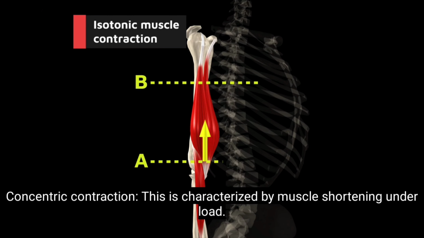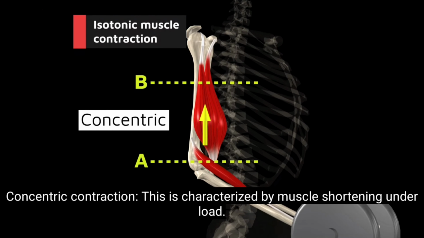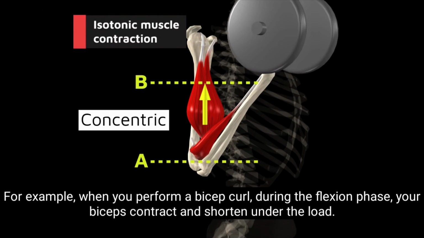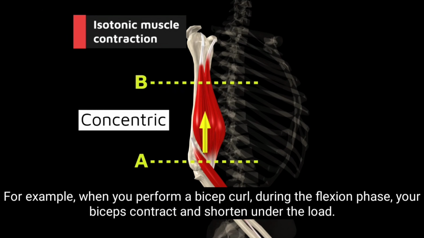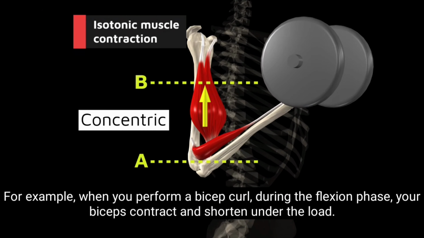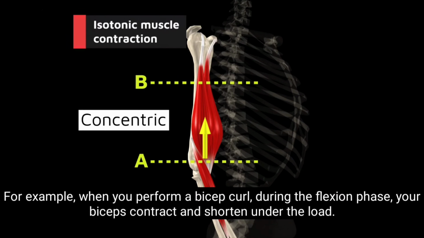Concentric contraction. This is characterized by muscle shortening under load. For example, when you perform a bicep curl during the flexion phase, your biceps contract and shorten under the load.